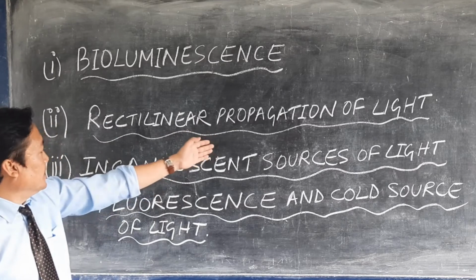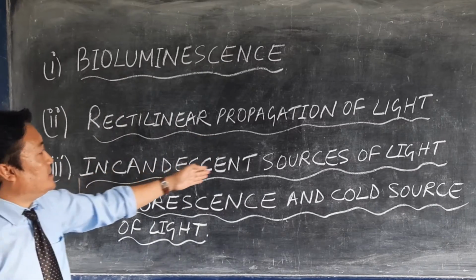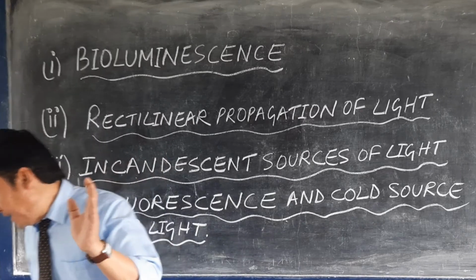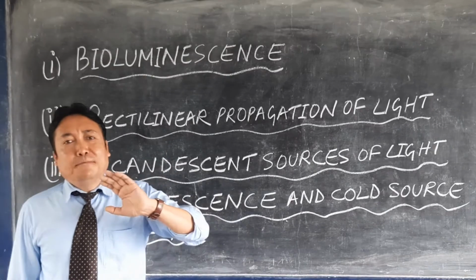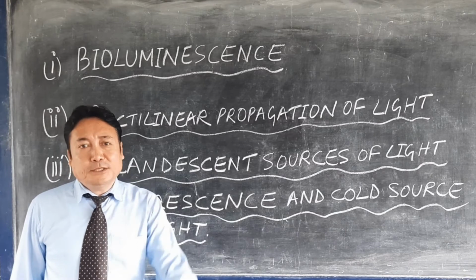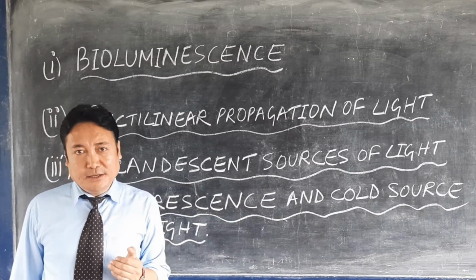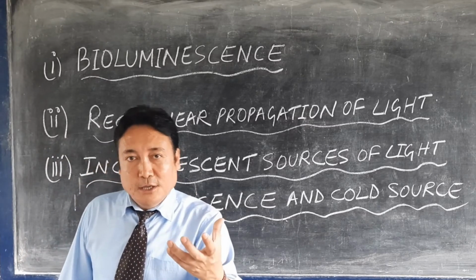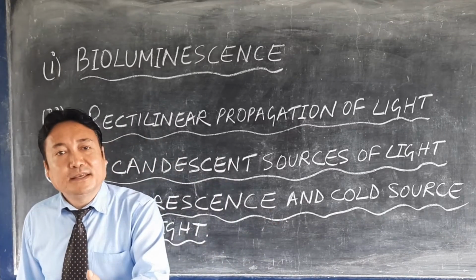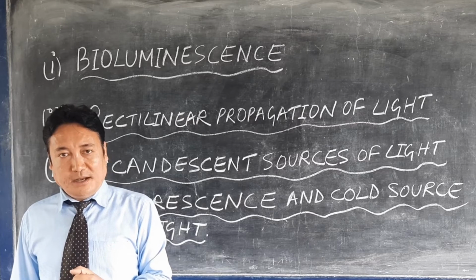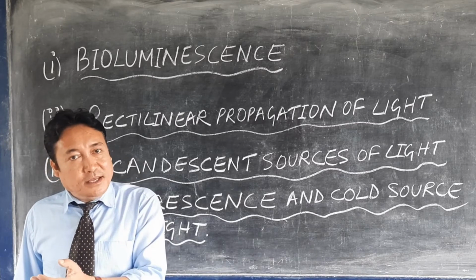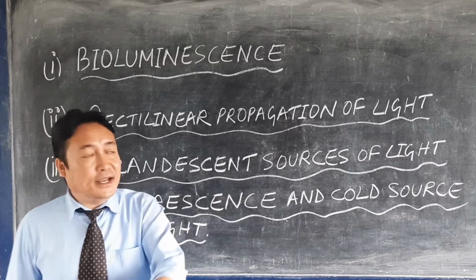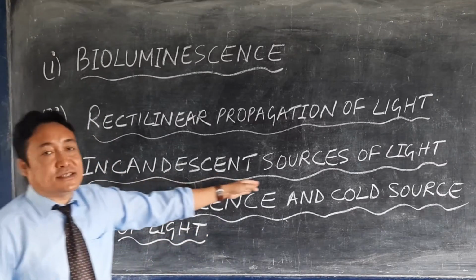Okay, so these are the points. Now let us come to the incandescent sources of light. There are many sources of light which produce light when they get heated. This property, in which the sources produce light when they are heated, is known as incandescence, and such a source is called an incandescent source.